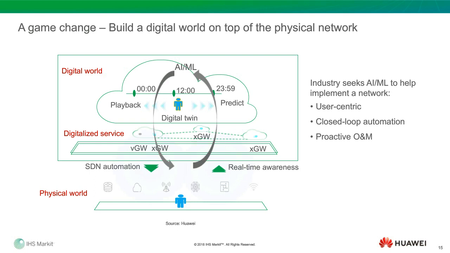Now that we call closed-loop automations, we can leverage this digital twin technology to do it. And proactive OEM also can be achieved if we have a digital virtualized, I would say, data-driven network. And we do have a lot of new technology that can enable it. If you compare, the three key technologies combined together can make it happen.